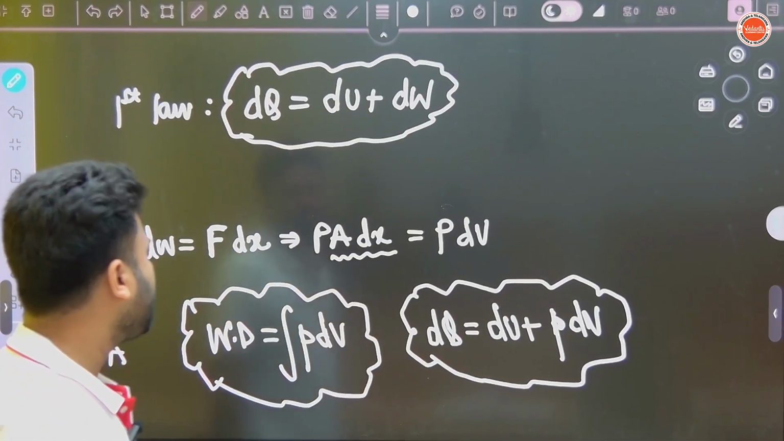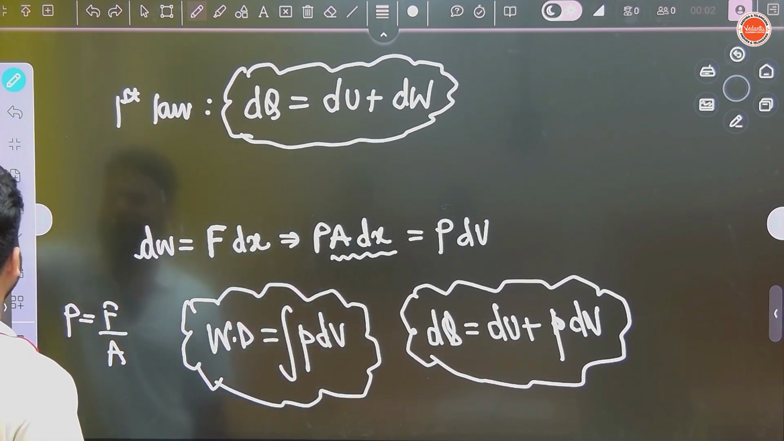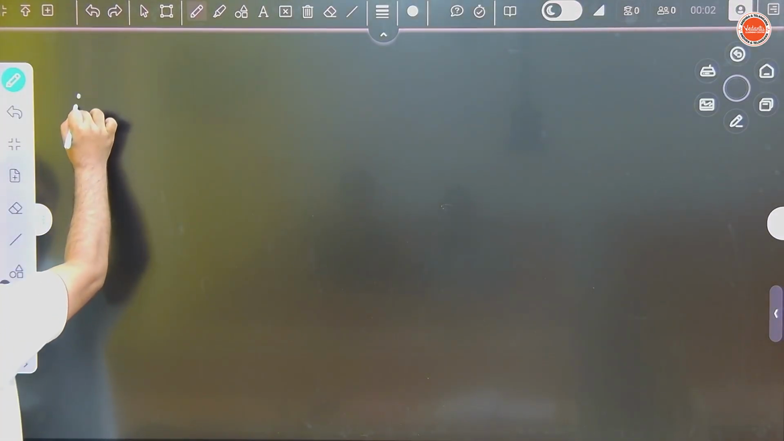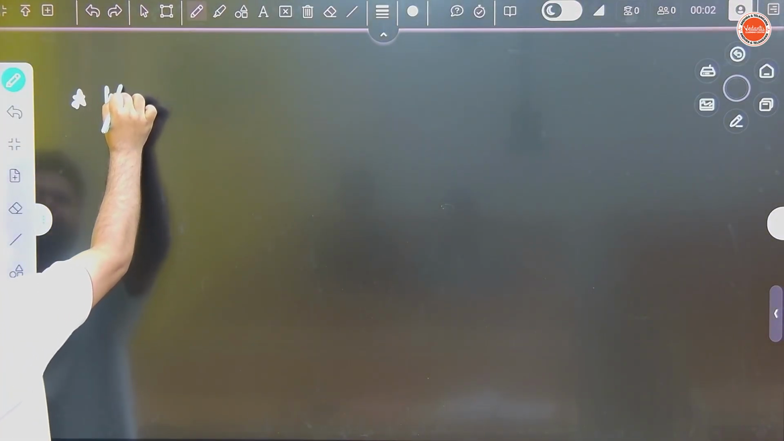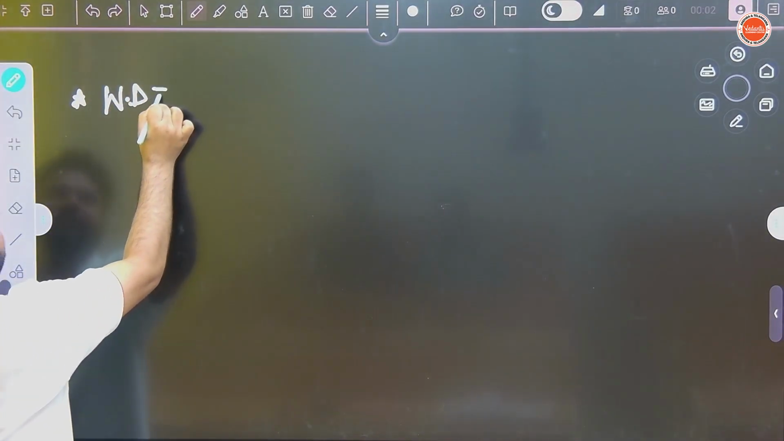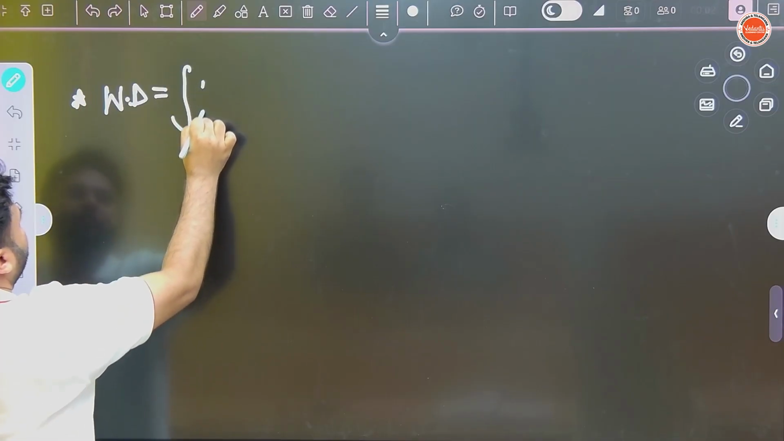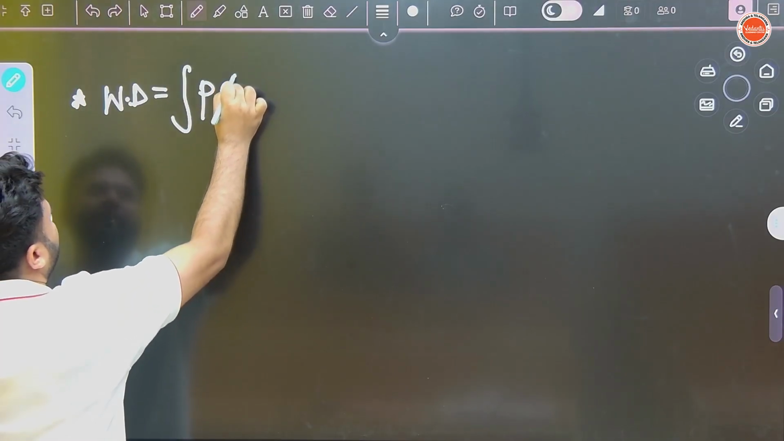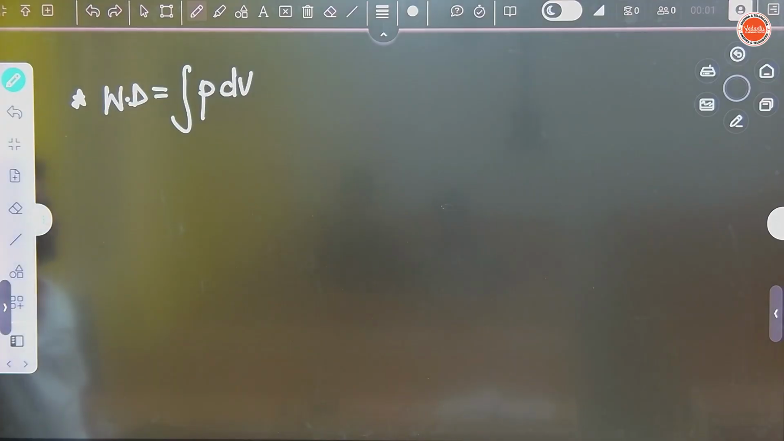Correct? So always remember this thing, that the work done formula, very important, is nothing but integration of P dV, where P means pressure of the gas and dV means change in volume.